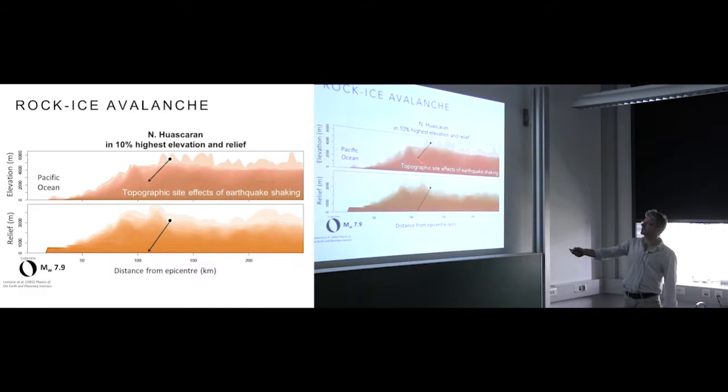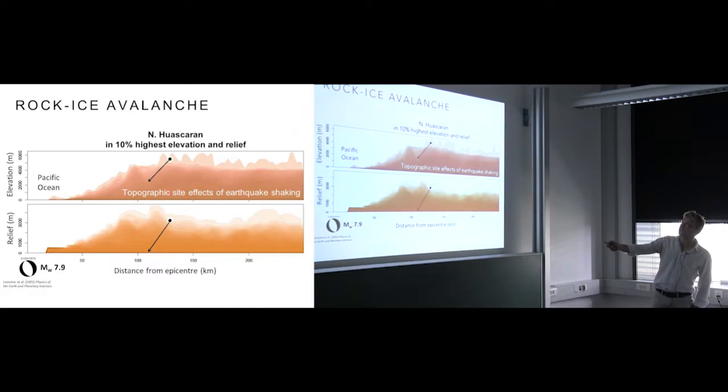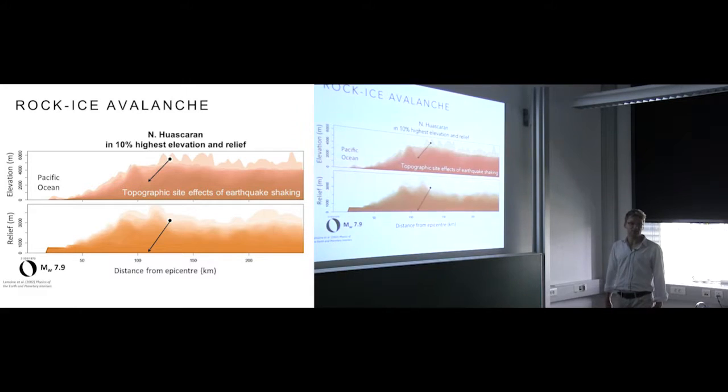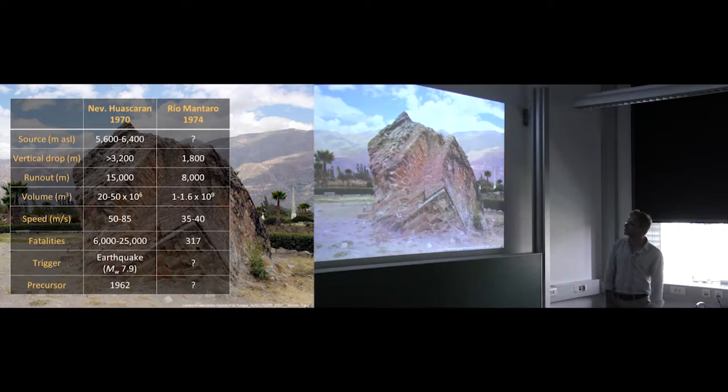So we have a lot of topographic side effects of earthquake shaking in this particular rock and ice avalanche. But we also see the importance of generating rapidly large amounts of sediment in the cascade. This is one of the remnants of the town of Yungay. I understand it's a very famous tourist destination.